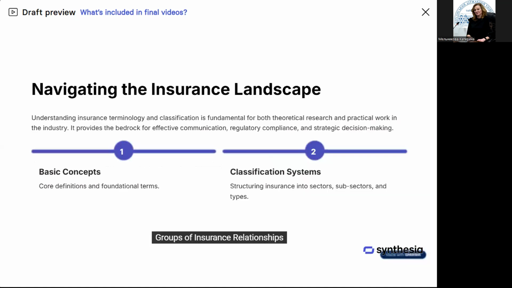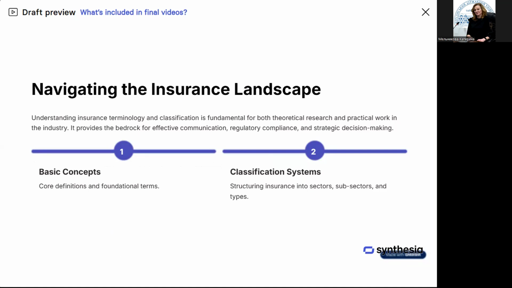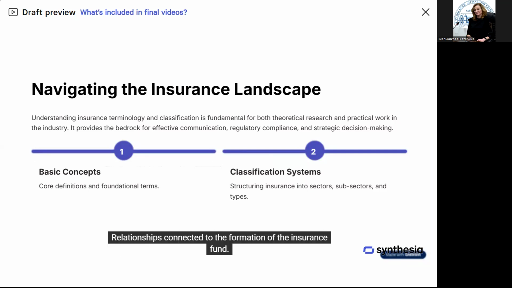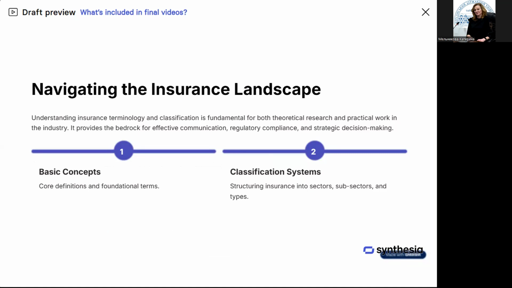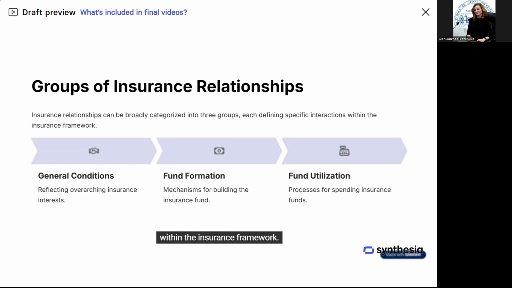Groups of insurance relationships. Relationships expressing general insurance conditions and the manifestation of specific insurance interests. Relationships connected to the formation of the insurance fund. Relationships related to the spending of insurance fund resources. Insurance relationships can be broadly categorized into 3 groups, each defining specific interactions within the insurance framework.